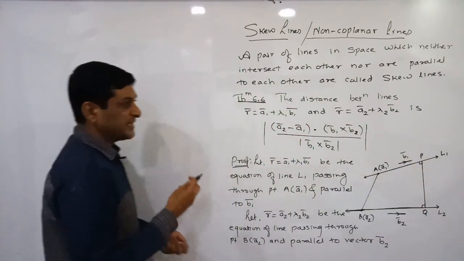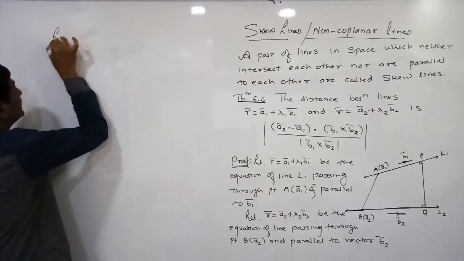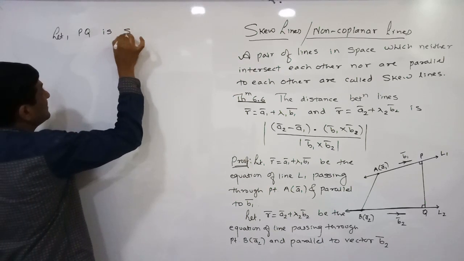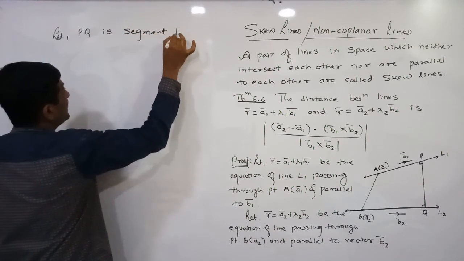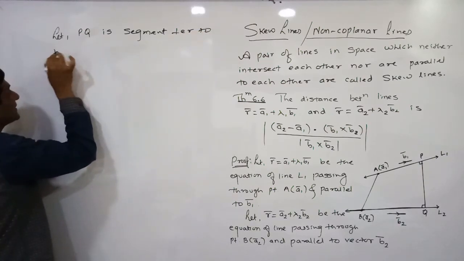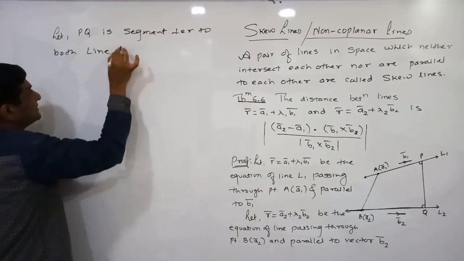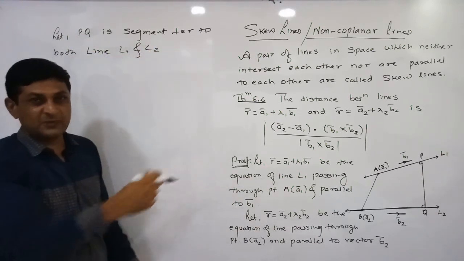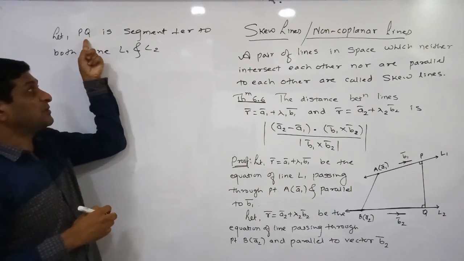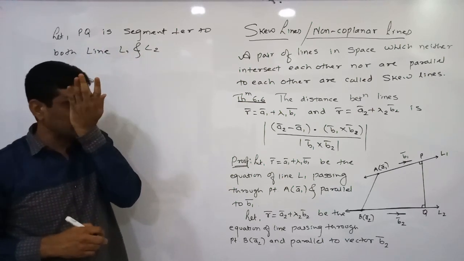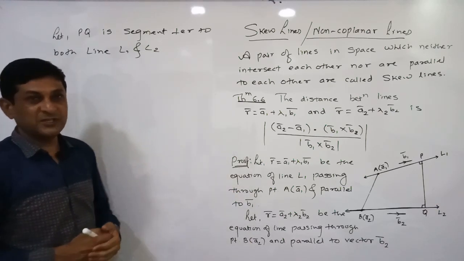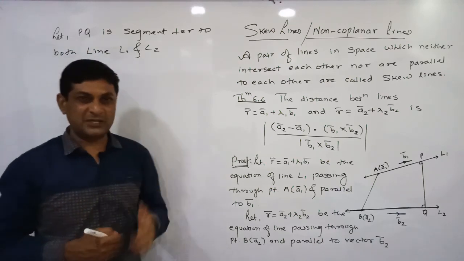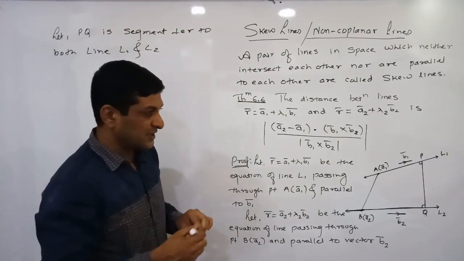Let us denote this distance between two lines by PQ. So let PQ be a segment perpendicular to both lines L1 and L2. So PQ is nothing but the perpendicular distance between these two lines. If PQ is perpendicular to L1 and also L2, this is nothing but the distance between these two lines. The question is to find the distance between two lines, which we denoted by PQ here. Now what is the given condition? Observe the given condition here.